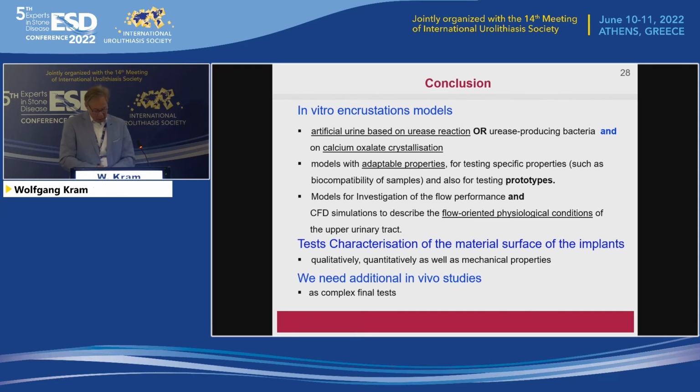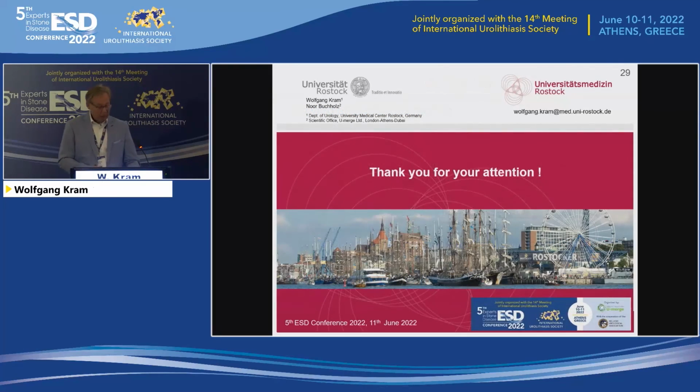As a conclusion, we need also different in vitro incrustation models with test media, artificial urine based on urease reaction and on calcium oxalate crystallization. And we need models with adaptable properties for testing specific properties such as biocompatibility of samples, and also for testing prototypes. And we need models for investigation of the flow performance and models for simulating physiological conditions of the upper urinary tract. And at last, we need additional in vivo studies as a complex final test. Thank you for your attention.